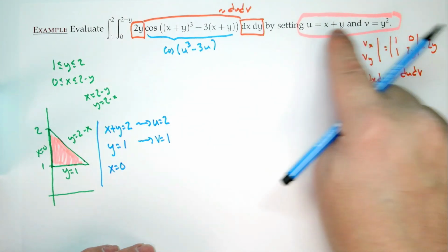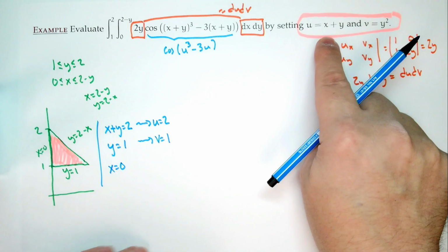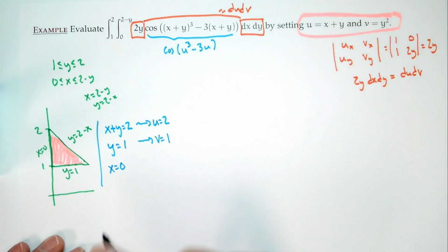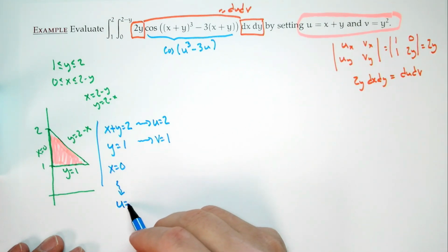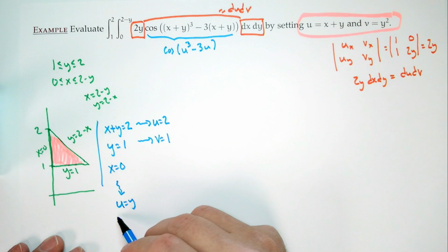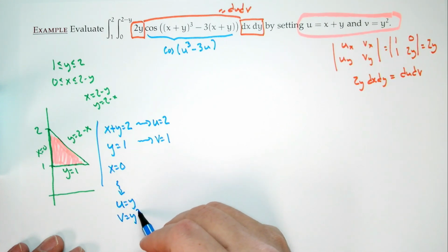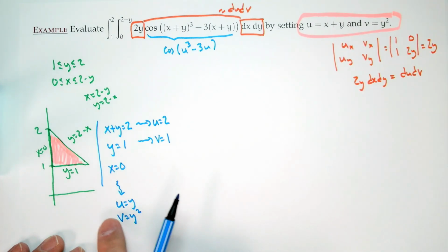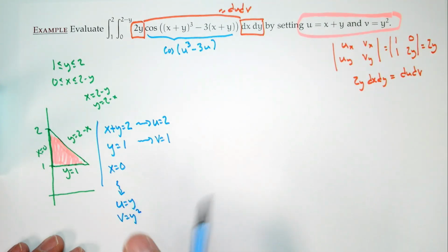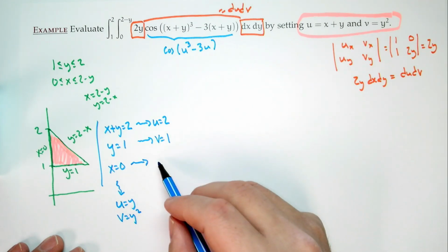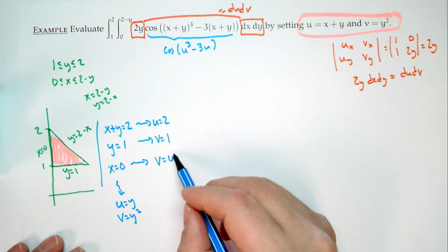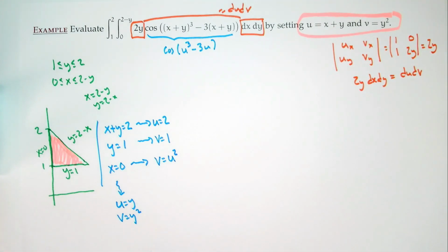Now, what about x equals 0? Here, it's not so clear. But let's take a second and ask, what is true if x equals 0? The first equation says u equals y, and the second equation says that v equals y squared. But wait a second. If v equals y squared and u equals y, I can put those two together and conclude that v is equal to u squared. So those are our bounding curves: u equals 2, v equals 1, v equals u squared.